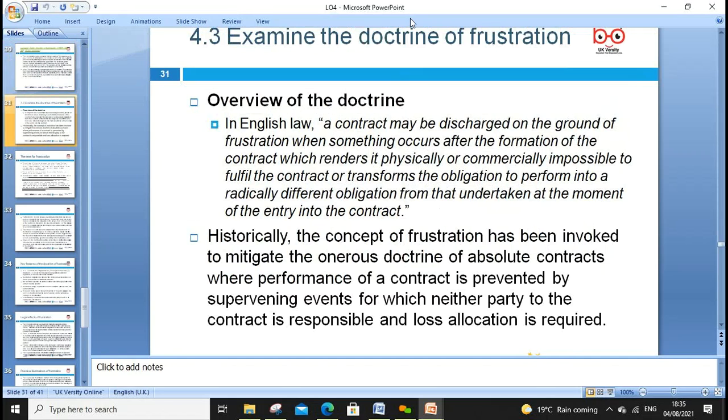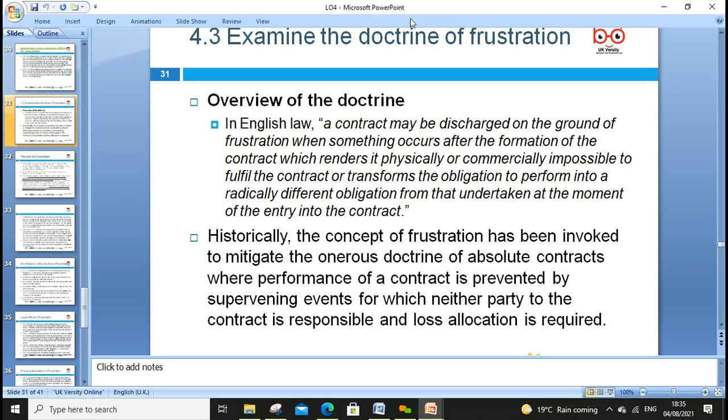And then we have the doctrine of frustration. In English law, the contract may be discharged on the ground of frustration when something occurs after the formation of the contract which renders it physically or commercially impossible. We can't do it. Say we supply something, but the government bans it and we can't do it anymore. So the contract can be eliminated.